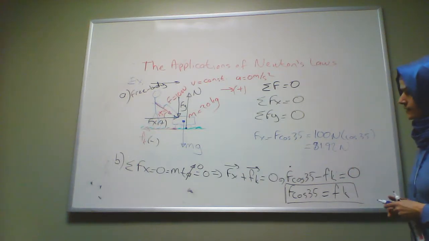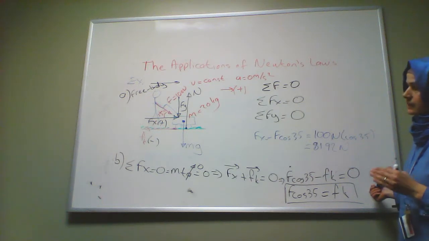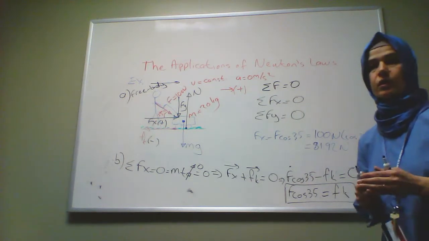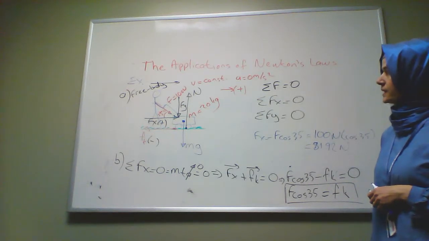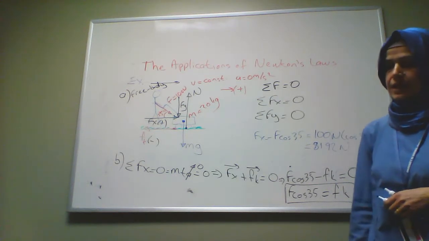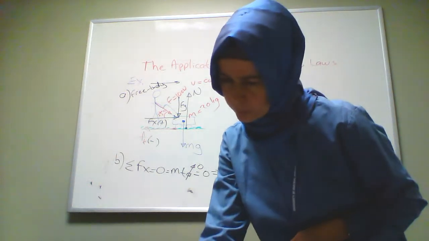So we got this. The frictional force is equal to Fx because the system is in equilibrium. Total forces along x and y are 0. So this is an equilibrium question. There is a part C. Let's go into that too.